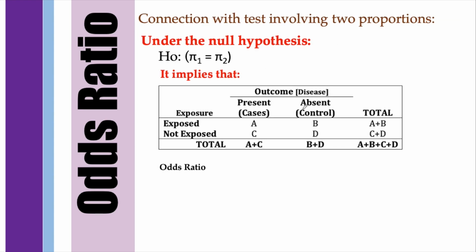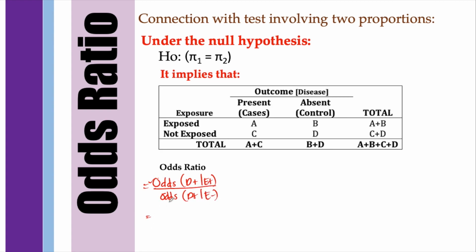Now, let us see the connection of the odds ratio and the statistical test involving two proportions. The test involving two proportions may either be the z-test of two proportions or the chi-squared test of association, wherein you have a 2 by 2 table. Note that on any of those tests, your null hypothesis assumes that the two proportions are equal. Since the odds ratio is the ratio of two odds, which are the odds of having a disease when exposed over the odds of having a disease when not exposed.